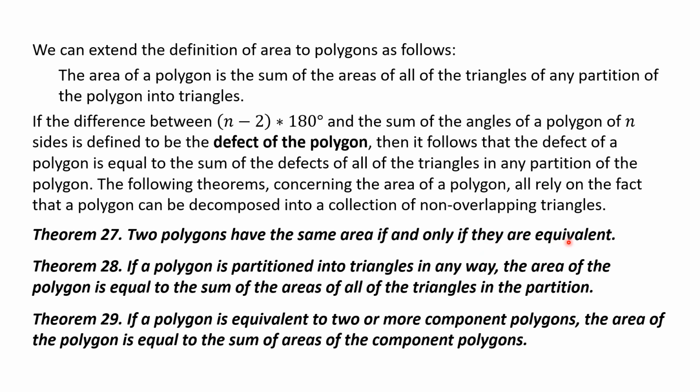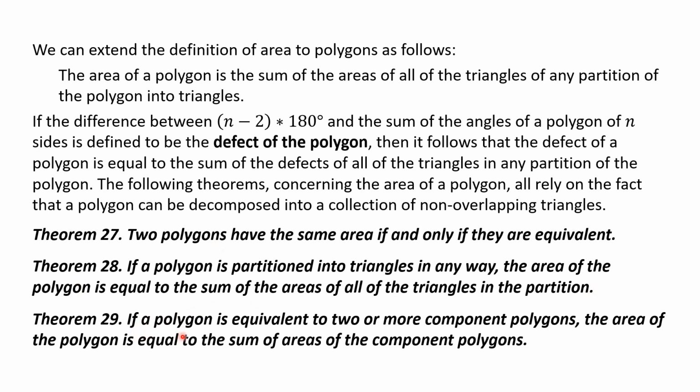So in other words, if they have the same side lengths and the same angles, same number of sides, of course. If a polygon is partitioned into triangles in any way, then the area of the polygon is equal to the sum of the areas of all the triangles in the partition. So that's almost the definition.